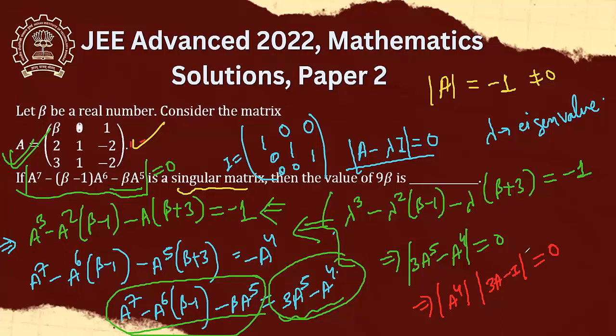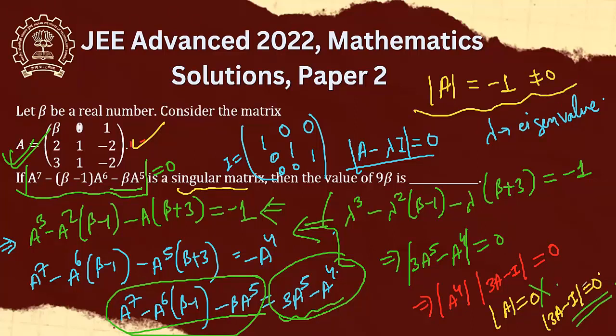Fine. So there are two possibilities. Either the determinant of A is 0 or the determinant of 3A minus I is equal to 0. Right. But we know that the determinant of A is -1. It's not equal to 0. So this possibility is not there. I reject this one. I only have this thing now. The determinant of 3A minus I has to be equal to 0.